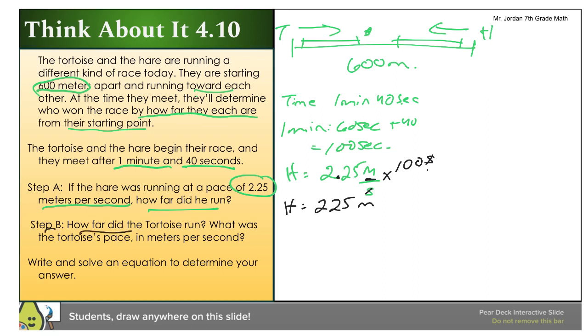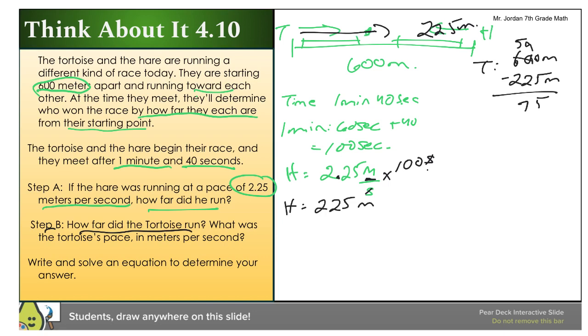Next, step B, how far did the tortoise run? Well, if the hare went 225 meters, then the tortoise went the rest of the way. It's going to be tortoise ran 600 meters is the total. Subtract 225 meters that the hare went. So if I subtract these, 10 subtract 5 is 5, 9 subtract 2 is 7, 5 subtract 2 is 3. So the tortoise ran 375 meters. So who won? The tortoise was further from his starting point.